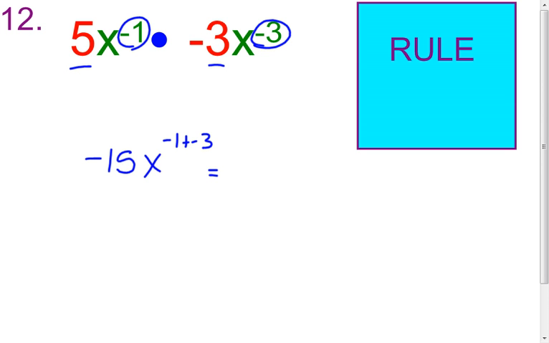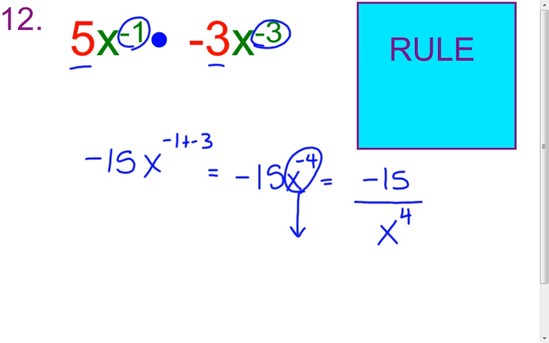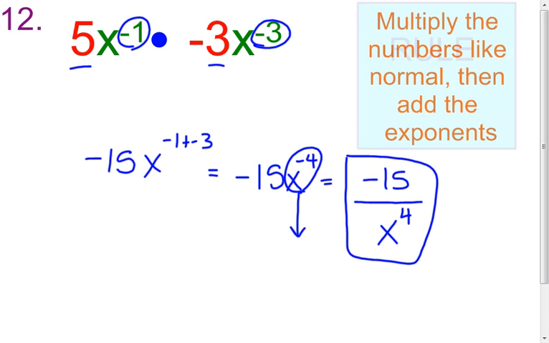So that becomes -15x to the -4. So my x has a negative exponent on it. My -15 is not raised to the -4th power, so don't touch the -15. Leave the -15 where it's at. But this x to the -4, it's got a negative attitude, and it's got to go to the basement so that it can become positive. Okay, so that's what that one would look like. If you want to see the rule, here it is. Multiply the numbers like normal, add the exponents.